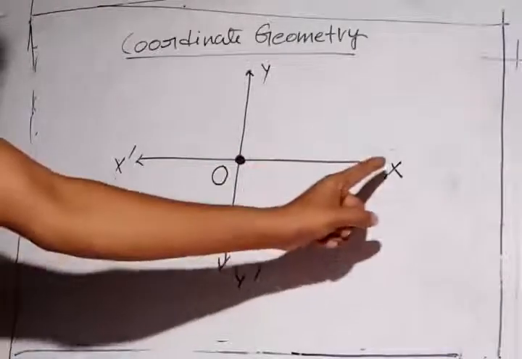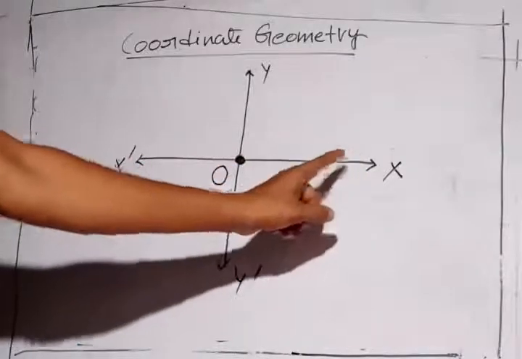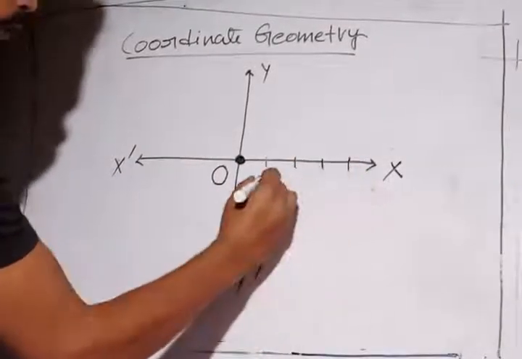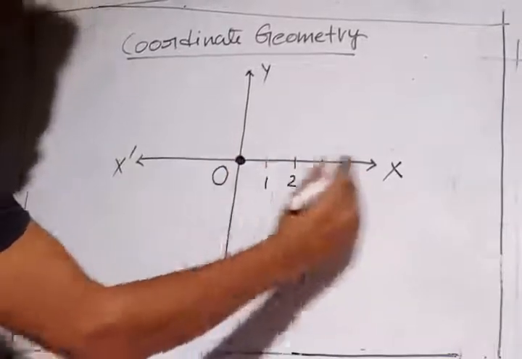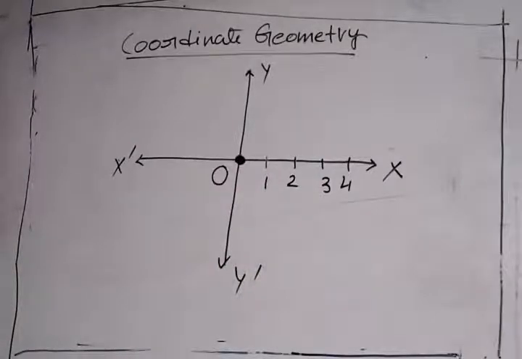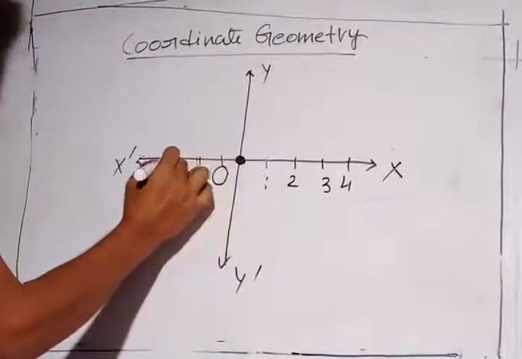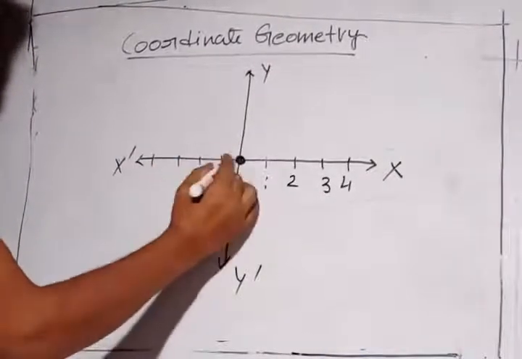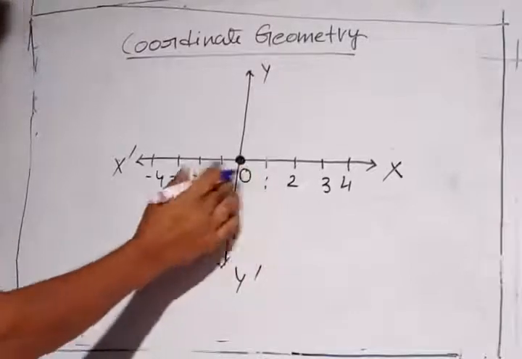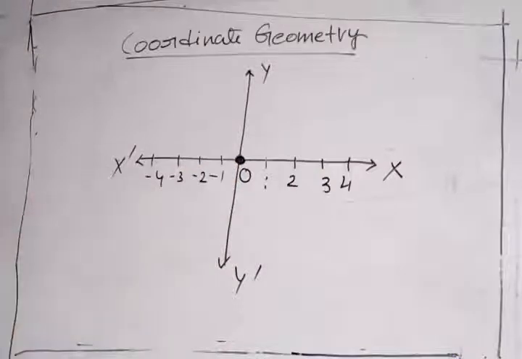Now from the origin, this part is the positive part. The value of x will be positive here. That means this is 1, 2, 3 and 4. All these numbers are positive. From the origin, the right side is positive, and from the origin in this side, all these numbers are negative, negative of x. All these values are -1, -2, -3, -4. So all these values of x will be negative. Right side positive, left side it will be negative.